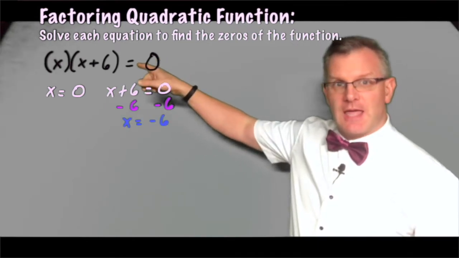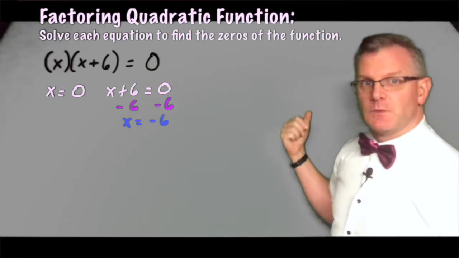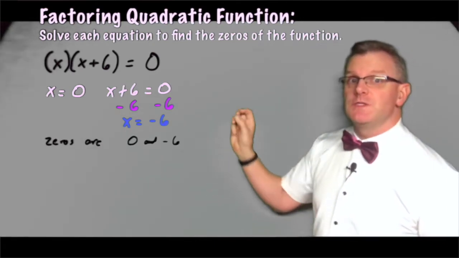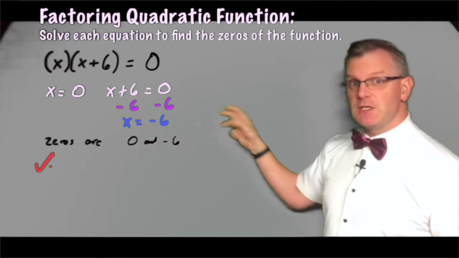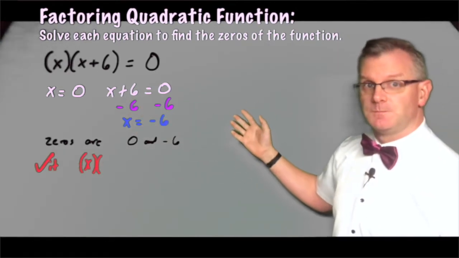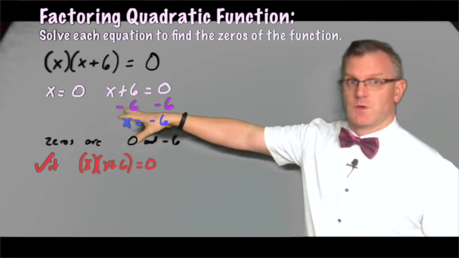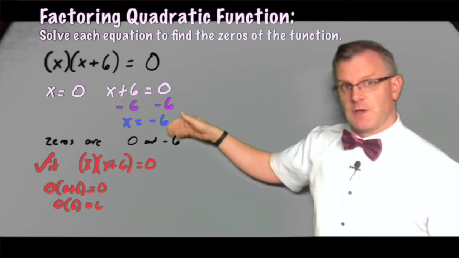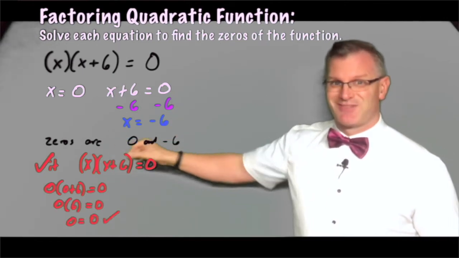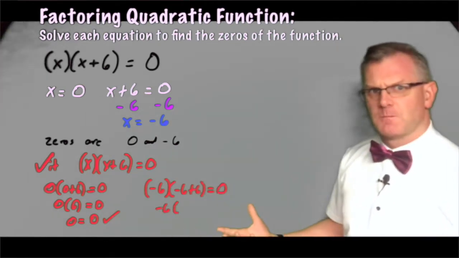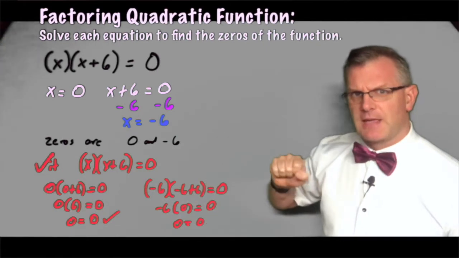In this case, x times x plus 6 equals 0. That expression is already set equal to 0. So what we're going to do is set each piece equal to 0: x equals 0 and x plus 6 equals 0. X equals 0 is already done. For x plus 6 equals 0, we need to move the 6 to the other side. Solve that out, we get zeros at 0 and negative 6. And the last thing we're going to do down here is check it. Substitute both of our zeros back in and make sure that it works.